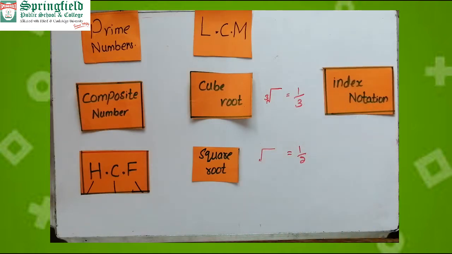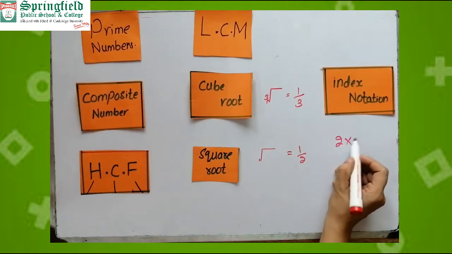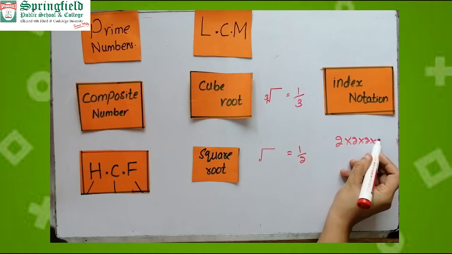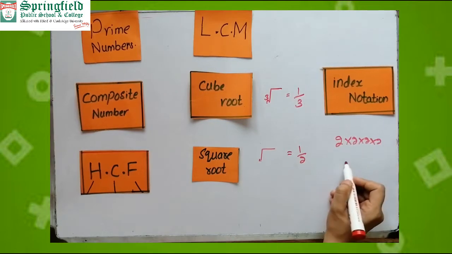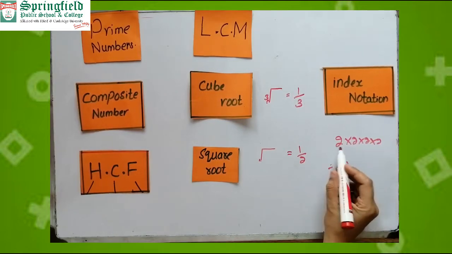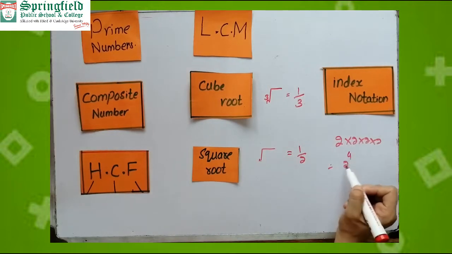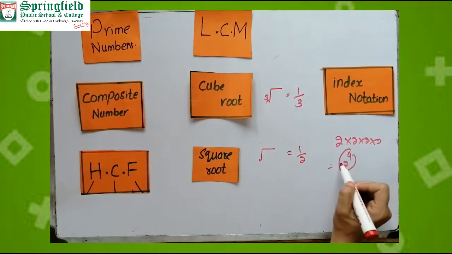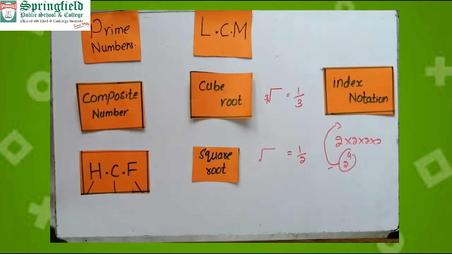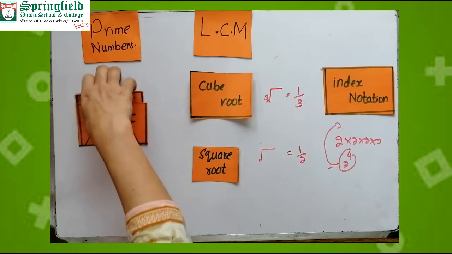And the last topic in chapter 1 was index notation. Index notation means there is a number 2 multiplied by 2 multiplied by 2 multiplied by 2. 2 is the base, so we will write 2, and how many 2s are here? 1, 2, 3, 4. So we can write 2 power 4, and this form is called the index notation. Fine. Index means power, so we can write numbers in index notation. So these are the prior knowledge points.